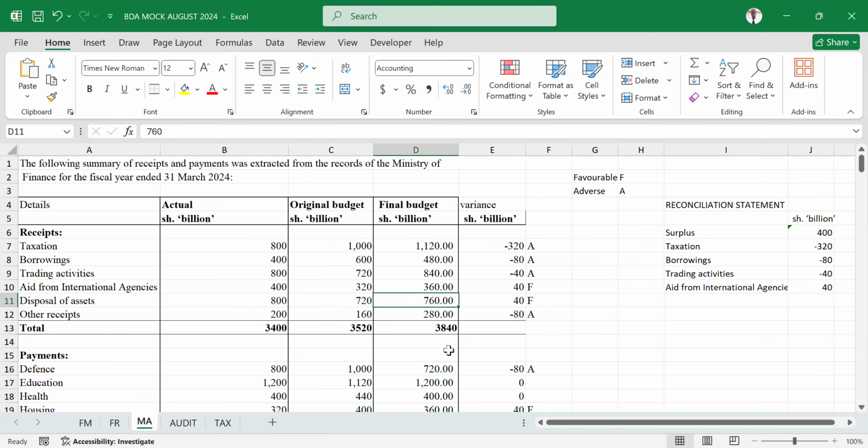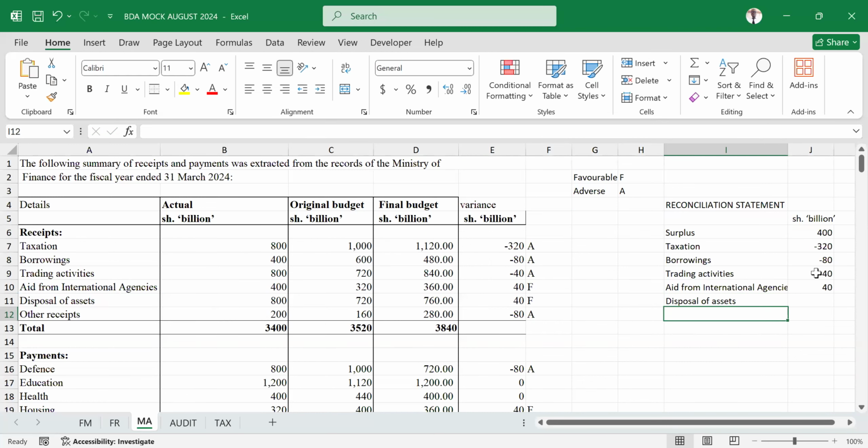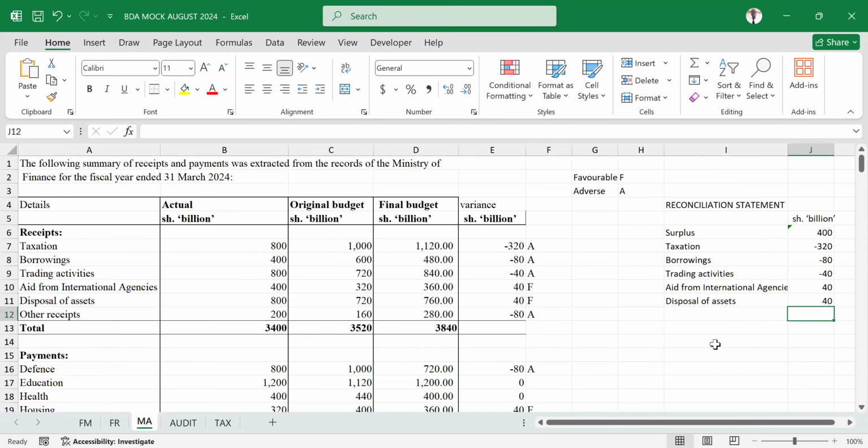But how much did we get in actual sense? We only got 800 billion, which is more than what we expected. So that's why our variance is also positive by 40. So we call it favorable variance. So we also bring disposal of assets. We realized more by 40 billion. That's why we called it favorable, the connotation we gave it.